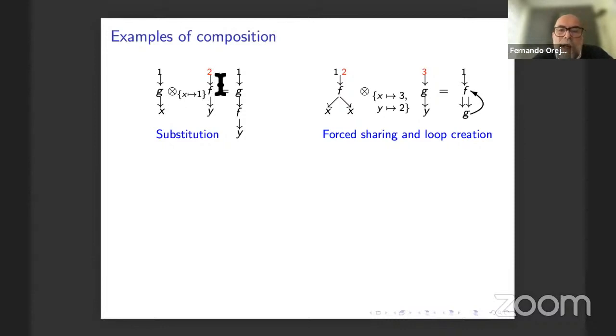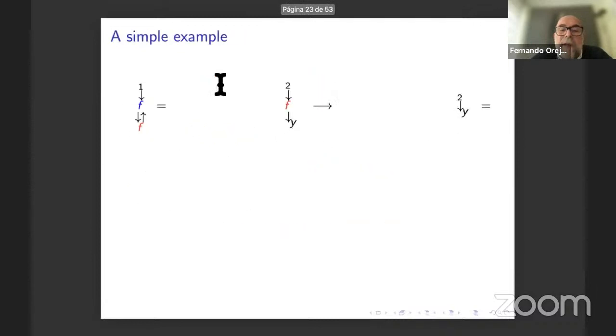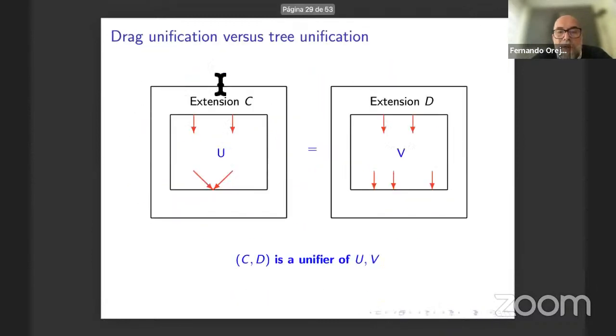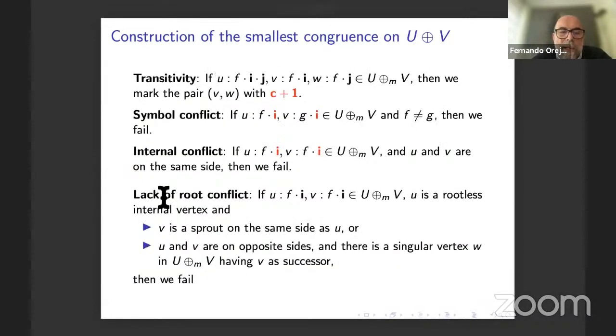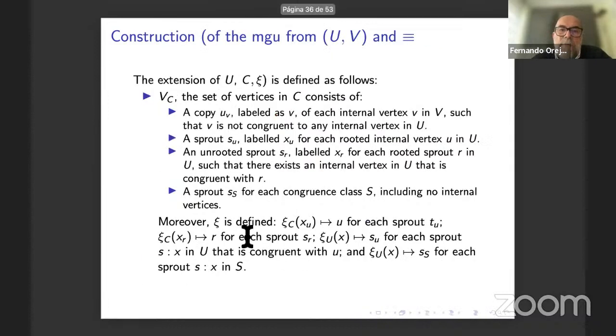And so when trying to make the unification, we may need to bind some sprout to some root, so to some node. But if that node doesn't have any root, then we cannot have this composition, and in this case the algorithm fails. So the lack of root conflict essentially says that if we would need a root in one vertex and there is none, the vertex U being rootless, then the algorithm fails. There are two situations in which this happens. I won't give the details of this, but the idea is this one.